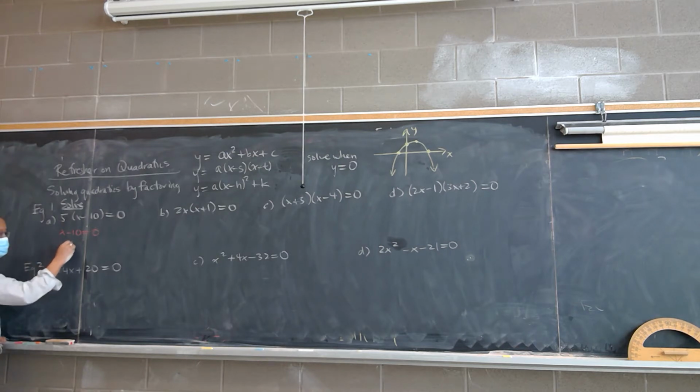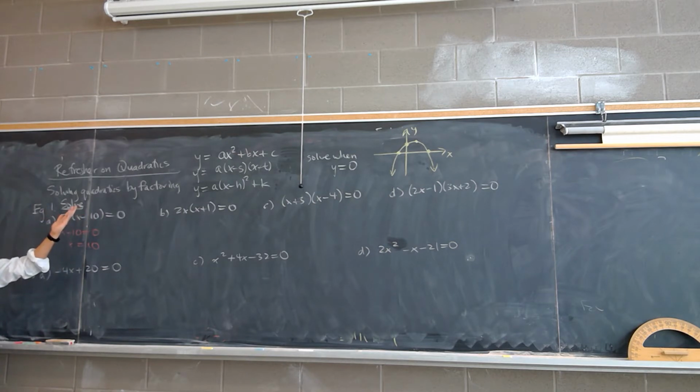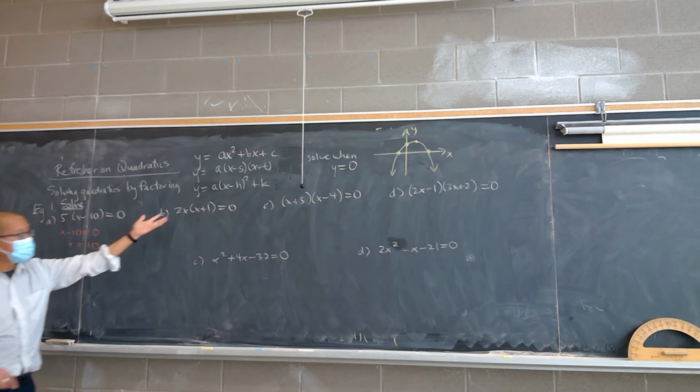A lot of you already know the answer for this. x equals 10. Hopefully that got on the camera, that red chalk. If x was ever 10, this would be 0. Make sense? How about for this one?